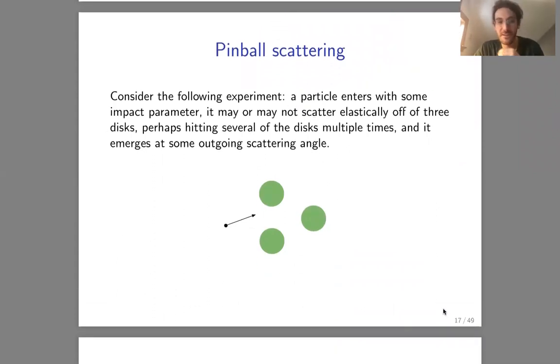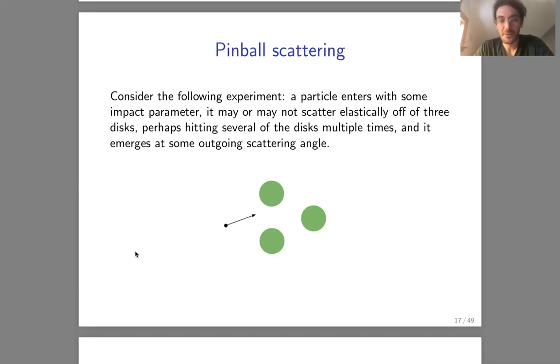An excellent example of this is pinball scattering, or the three disk problem. So consider the following experiment. Here are three disks, and we're going to send a particle in, and it's going to elastically scatter off of the three disks. Depending on how we send it in, we'll determine what kind of scattering takes place. If we send it in at an appropriate angle, nothing will happen. It will just leave without hitting anyone. If we send it in like this, it can scatter once or twice and then leave, and so on. Generically, it might scatter a couple of times between the disks and then leave, and then it emerges at some outgoing angle.